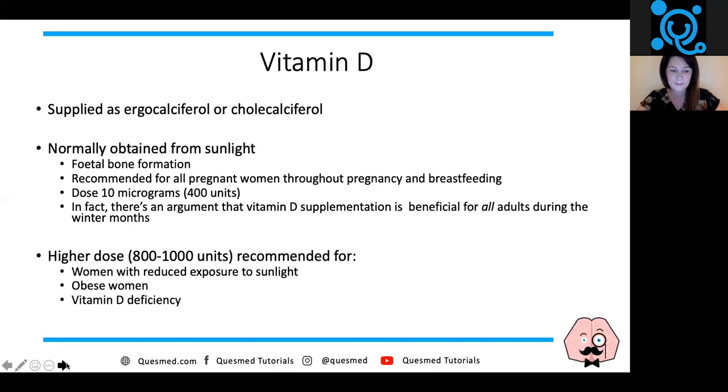In fact, there's an argument that vitamin D supplementation is beneficial for all adults during the winter months when we get less sun. Now, a higher dose of vitamin D at 800 to 1000 units is recommended for selected patient groups, such as women who have reduced exposure to sunlight, obese women, or those that are found to be vitamin D deficient.